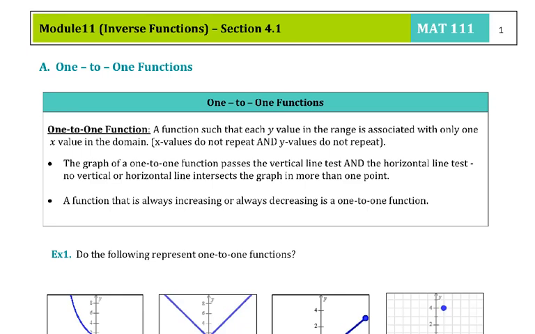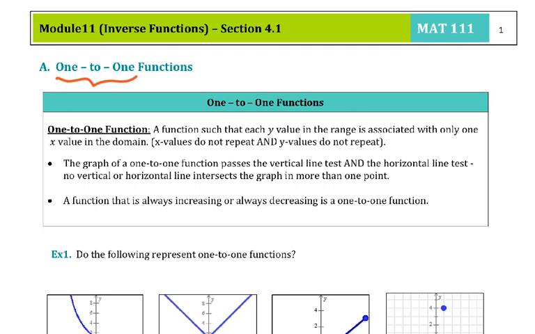Hi friends, today we're going to talk about part 1 of Module 11, inverse functions. The first thing we want to talk about when we talk about inverse functions is, we need to be able to determine if they're one-to-one. And so one-to-one is kind of the opposite of a function.